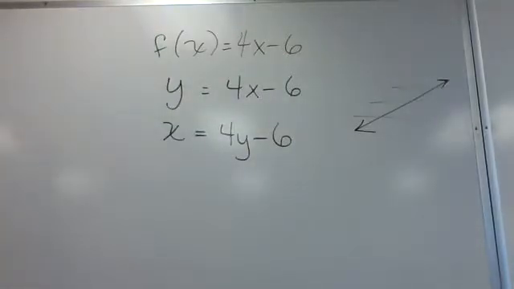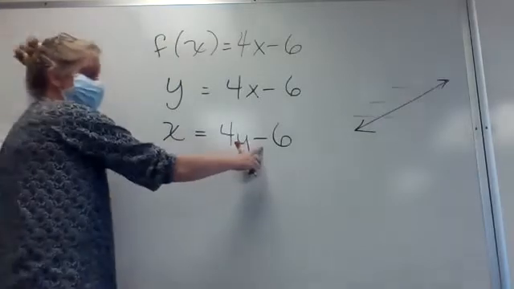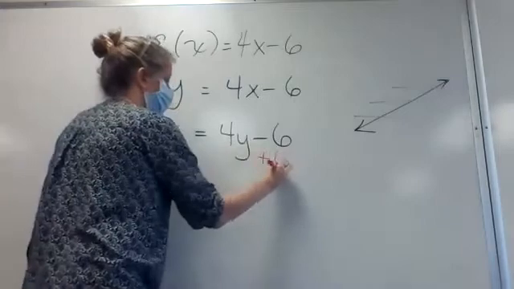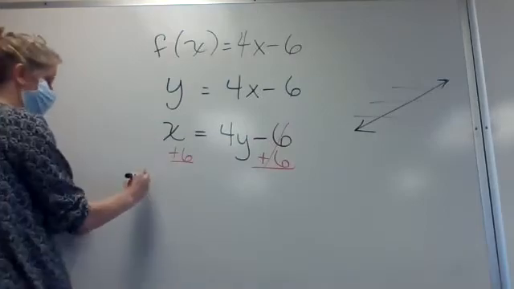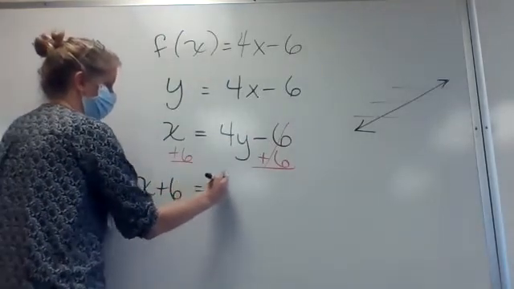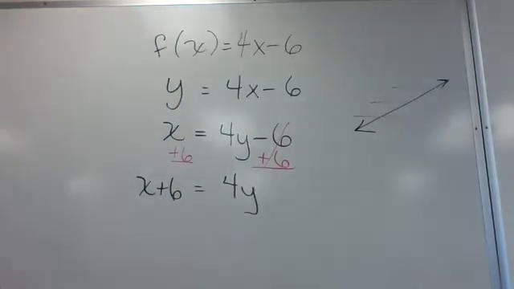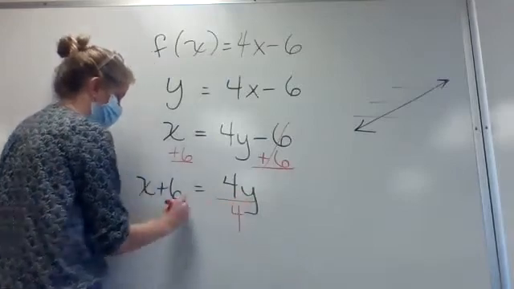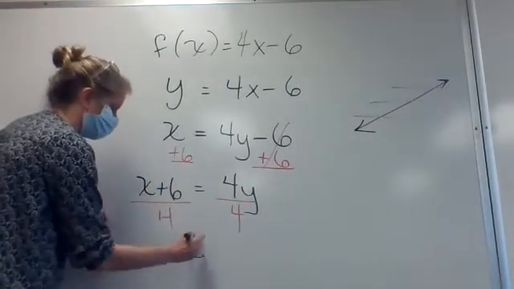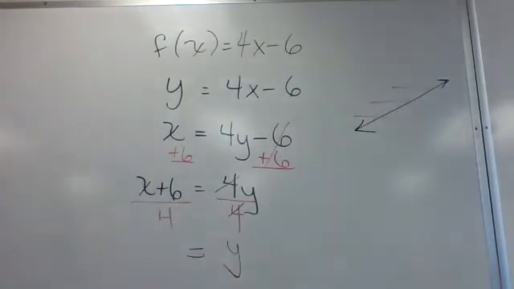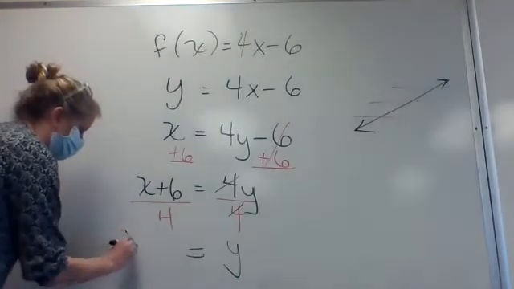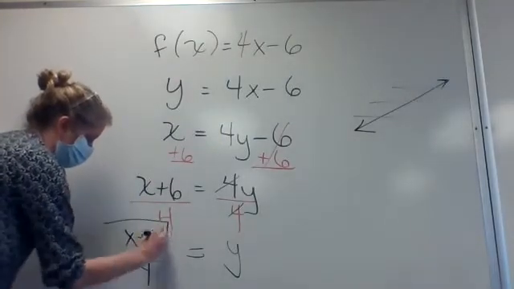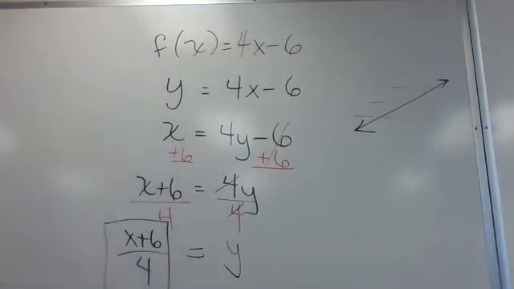So now I'm solving for my new y. Get rid of minus 6, plus 6. So now on the left, I've got x plus 6 equals 4y. And then divide both sides by that 4 to get that y by itself. So those 4's cancel. There's y by itself. On this one it'll actually let you just leave that fraction like that. So x plus 6 over 4 is the inverse of 4x minus 6.